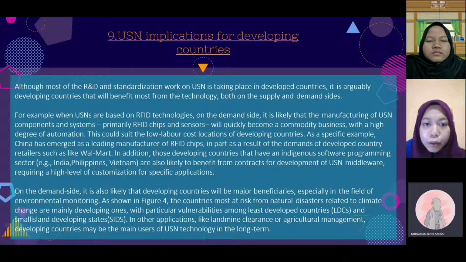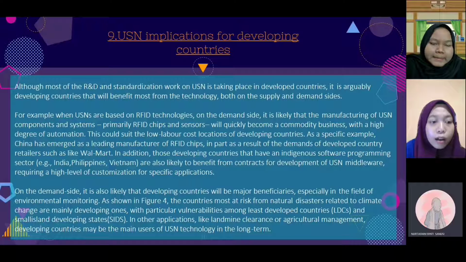In addition, those developing countries that have indigenous software programming sectors, like India, Philippines, Vietnam, are also likely to benefit from contracts for development of USN middleware, requiring a high level of customization for specific applications.